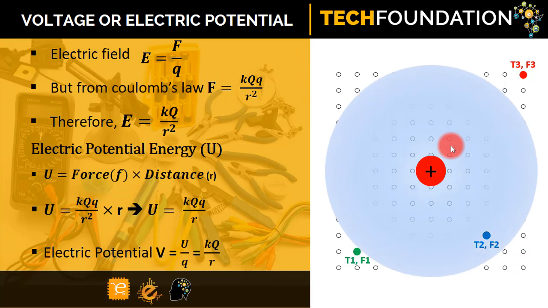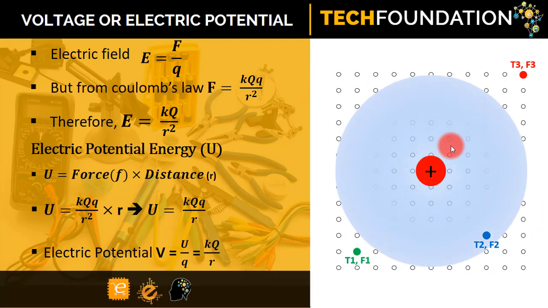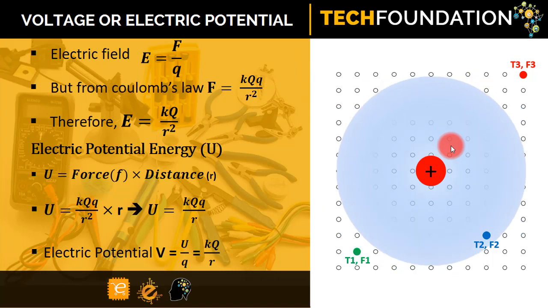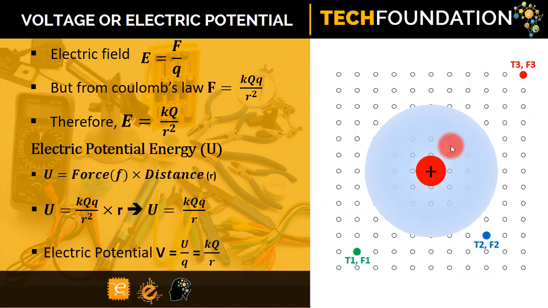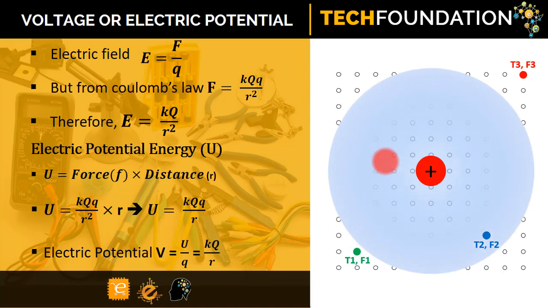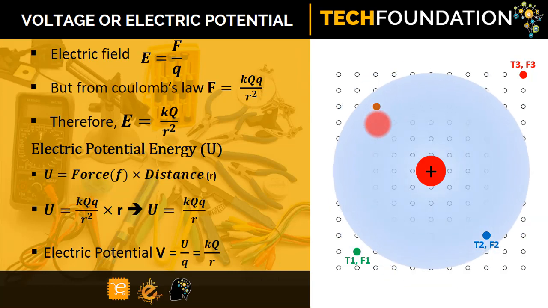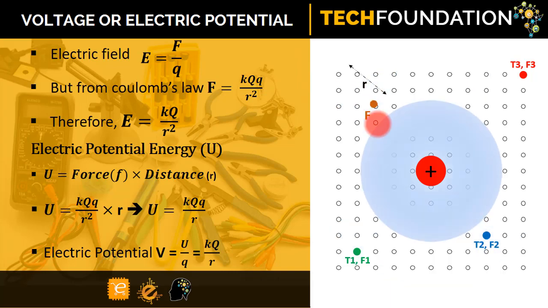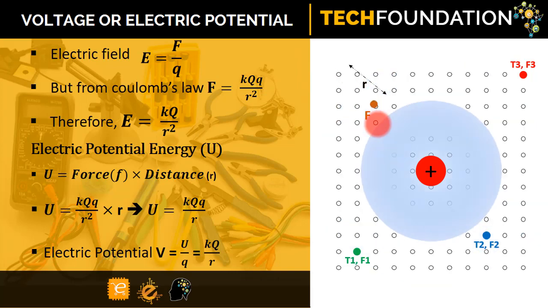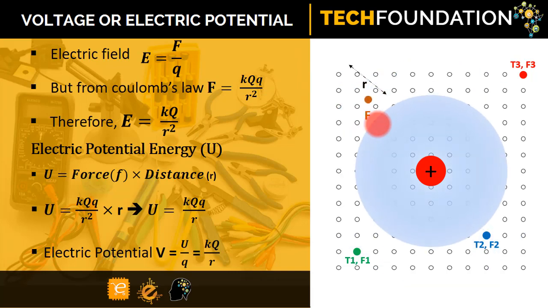From basic mechanics, work is said to be done when a force moves a load through a distance in the direction of the force. Therefore, the force exerted by this positive charge is capable of doing work on any test charge that is put into its vicinity. If I mount another test charge here, which also happens to be positive, then it can be repelled by this positive charge to move a distance r. This means that work has been done on this test charge by the force of the positive charge.